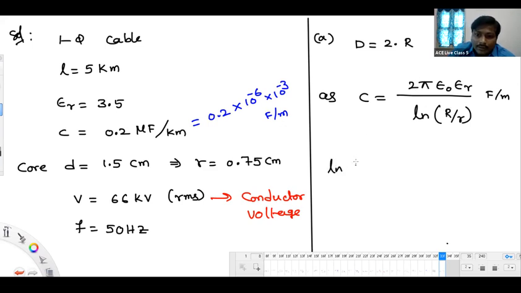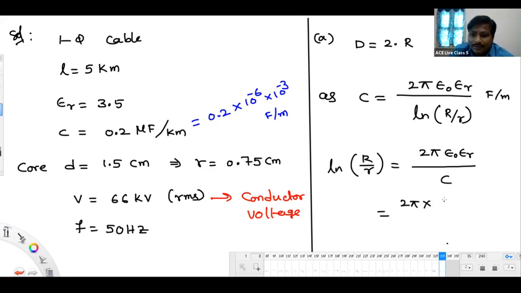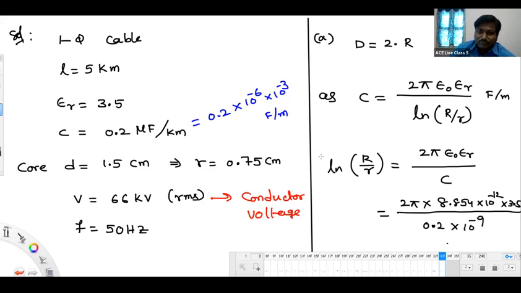So ln capital R by small r is equal to 2 pi by epsilon naught epsilon R by capacitance. Substitute the numbers. Epsilon naught 8.854 into 10 power minus 12, epsilon R is 3.5, divided by capacitance 0.2 into 10 power minus 9. This is the value of ln of capital R by small r.